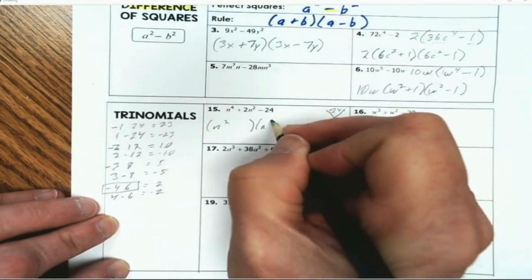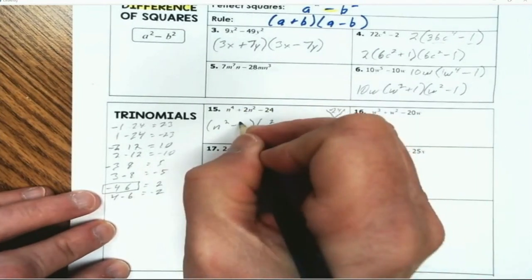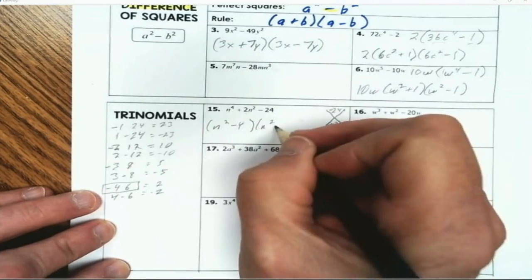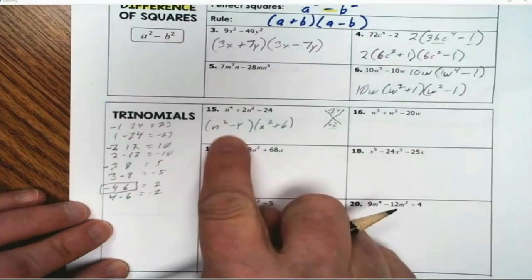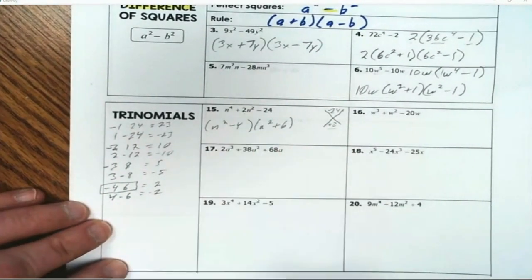And n squared plus 2n. So we're going to say this one's minus 4. That's n squared, so that's minus 4. And this one's plus 6. So we got n squared minus 4 times n squared plus 6. And when you multiply that back together, it would be this.